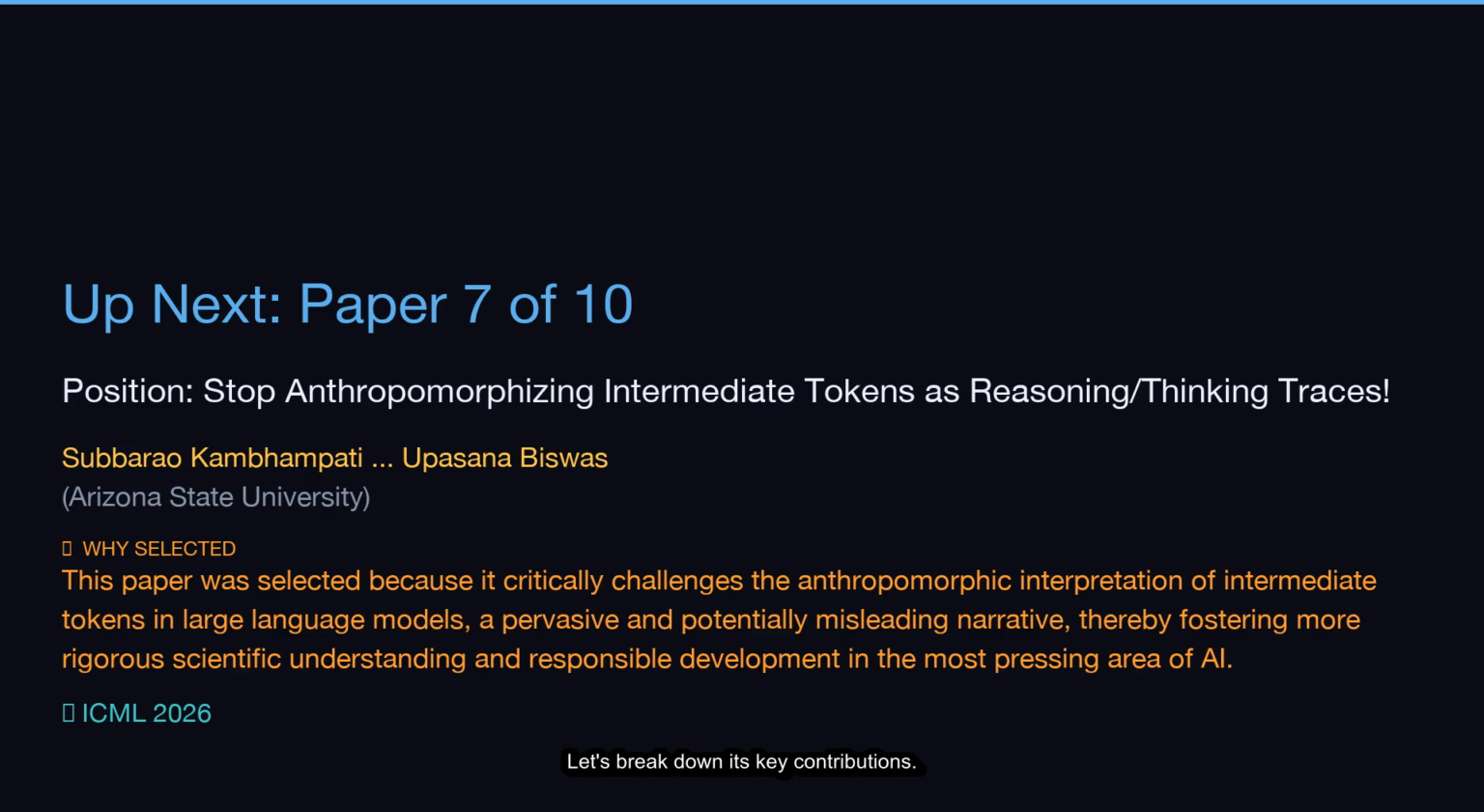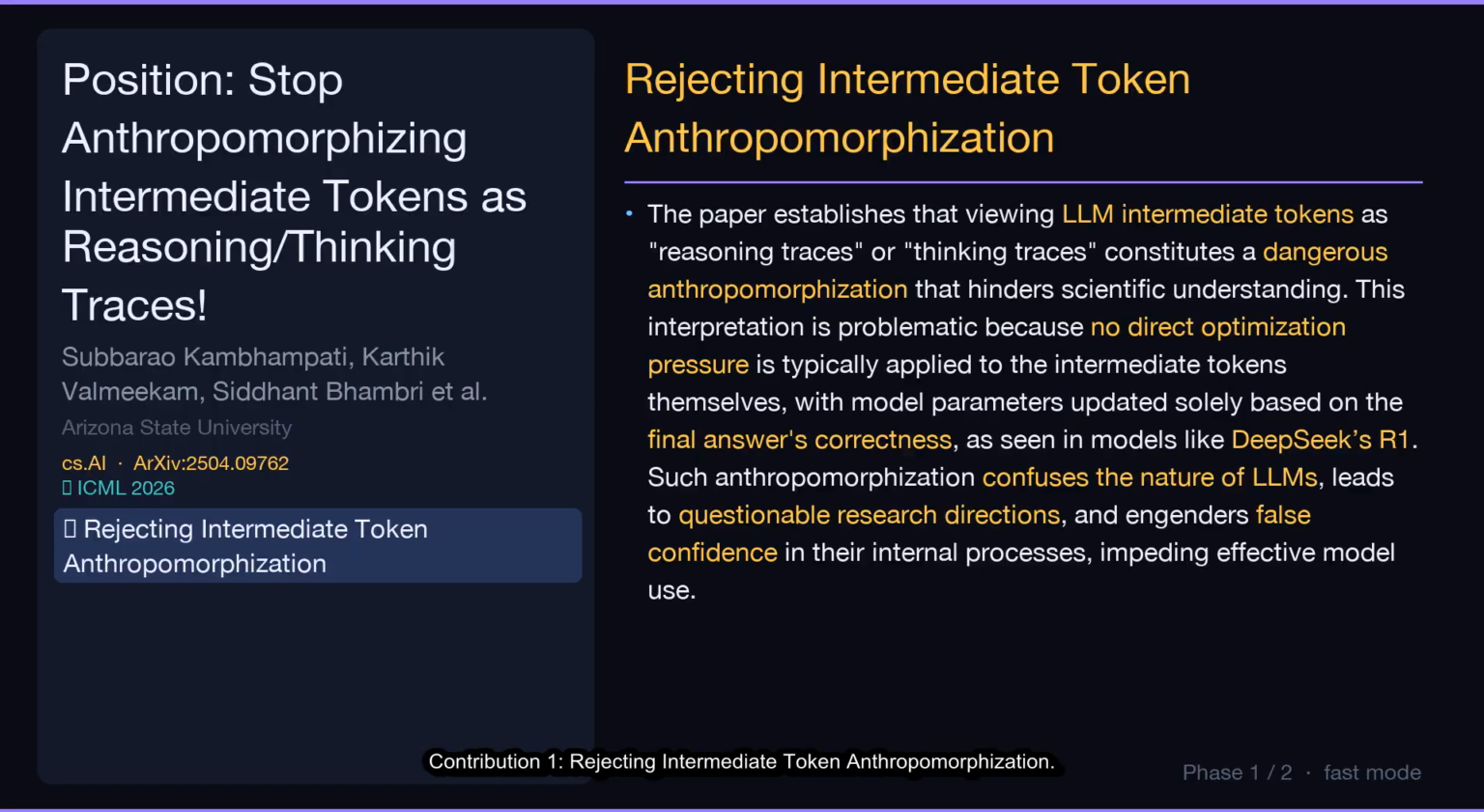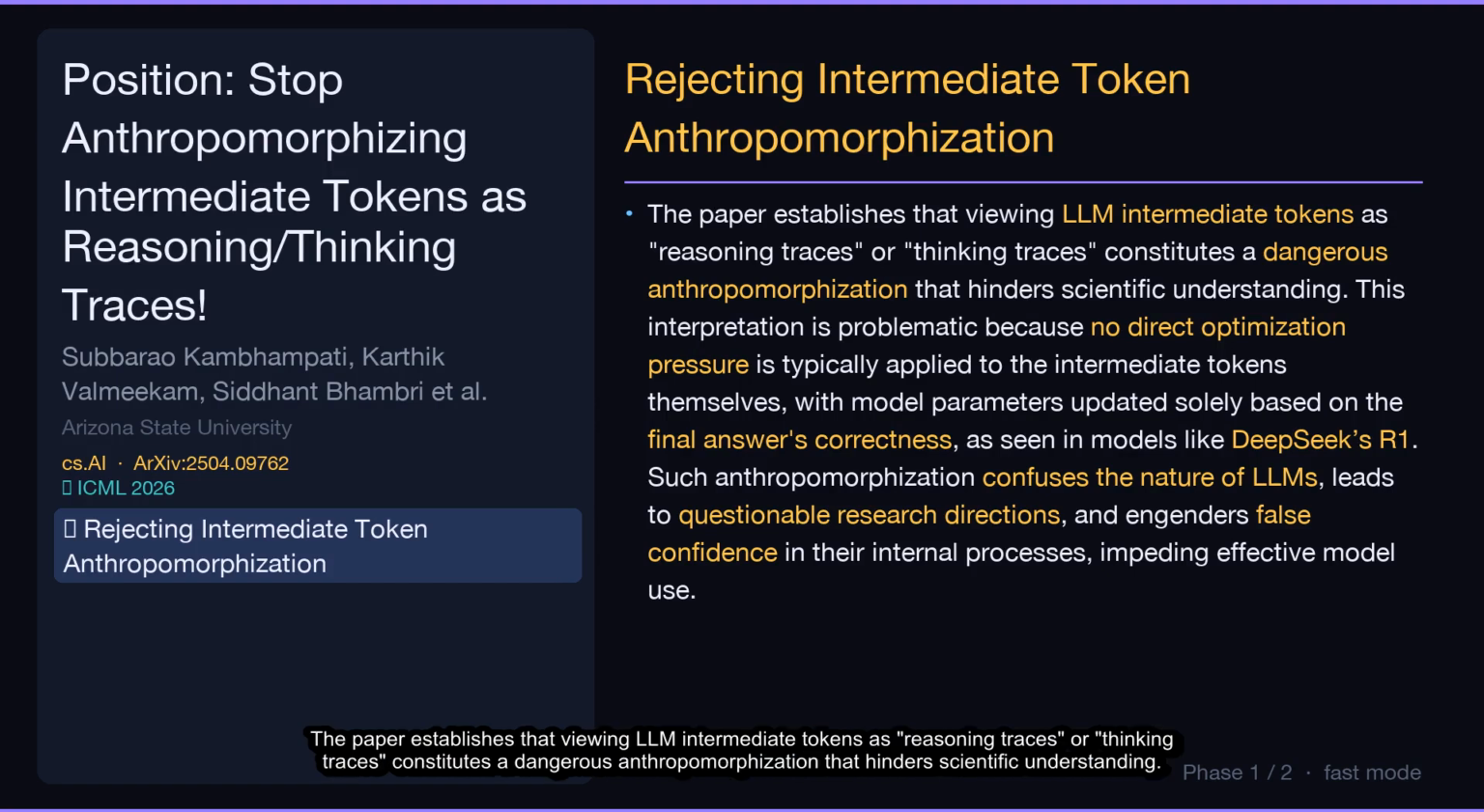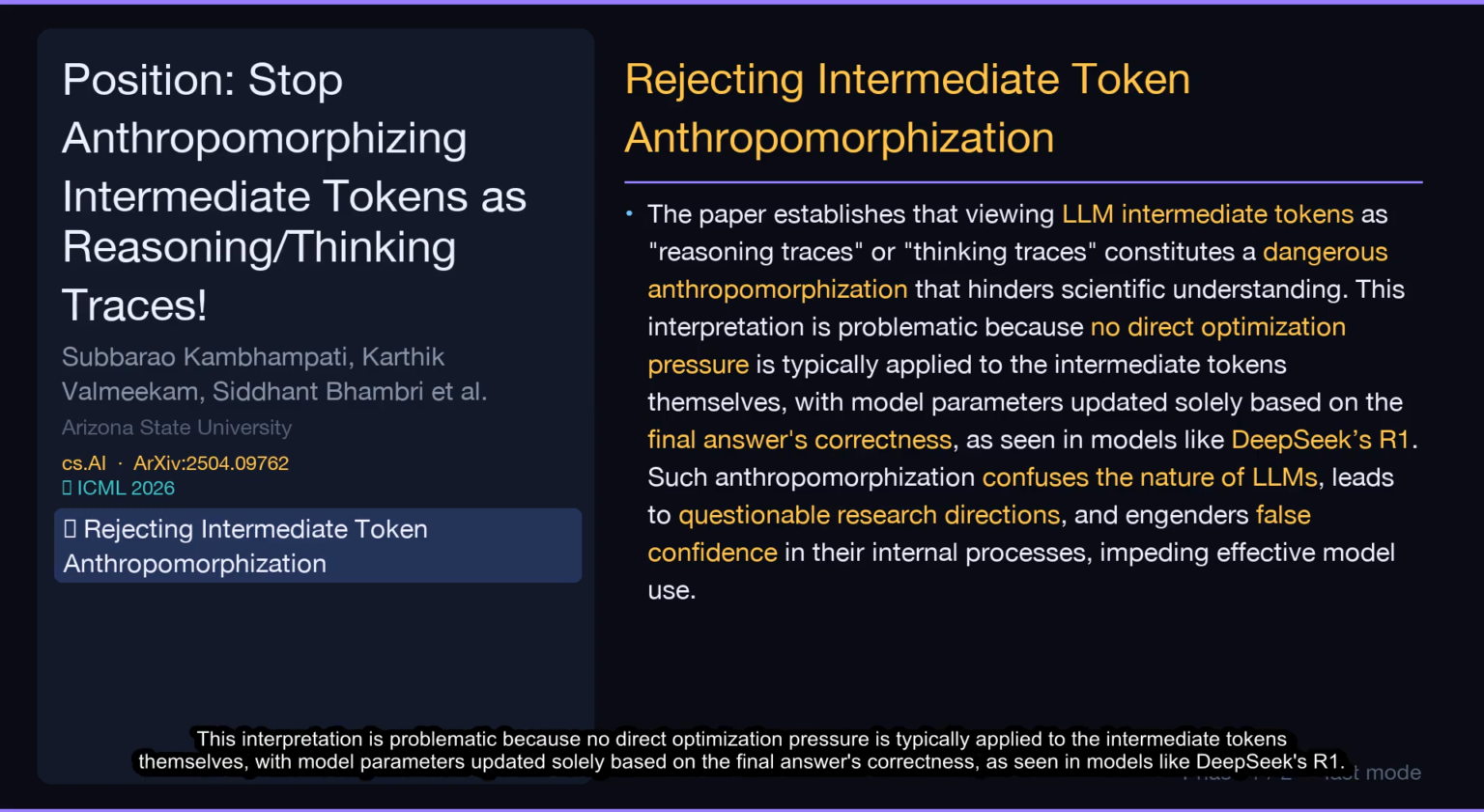Let's break down its key contributions. Contribution 1. Rejecting Intermediate Token Anthropomorphization. The paper establishes that viewing LLM intermediate tokens as reasoning traces or thinking traces constitutes a dangerous anthropomorphization that hinders scientific understanding. This interpretation is problematic because no direct optimization pressure is typically applied to the intermediate tokens themselves, with model parameters updated solely based on the final answer's correctness, as seen in models like DeepSeek's R1.